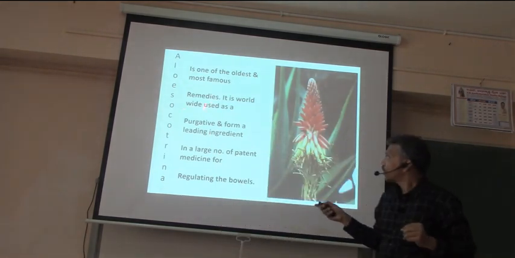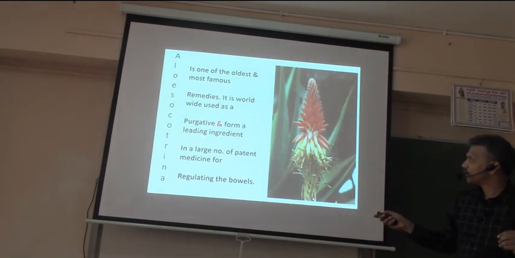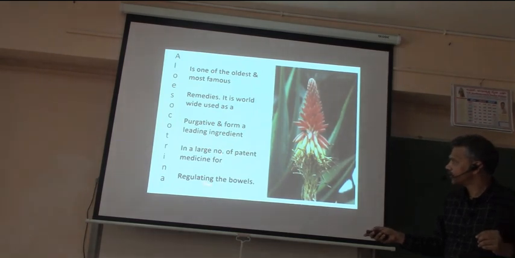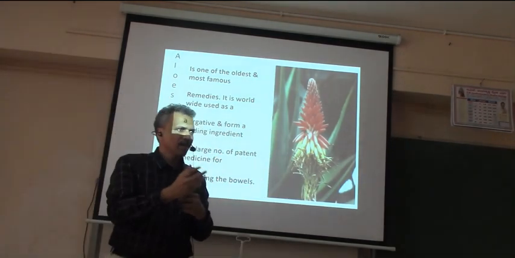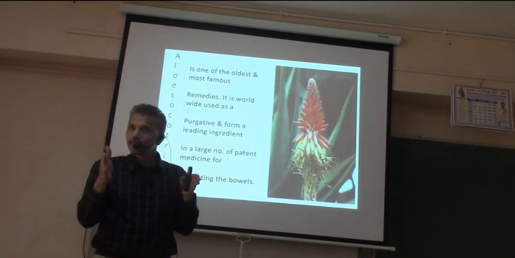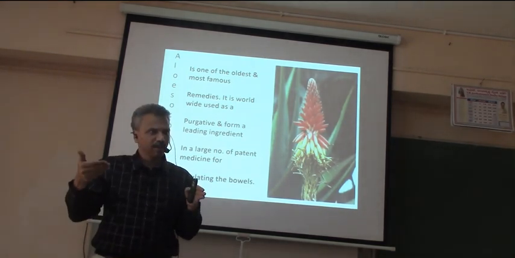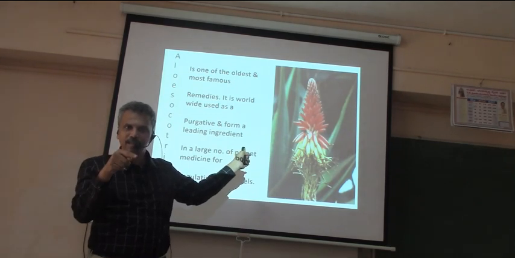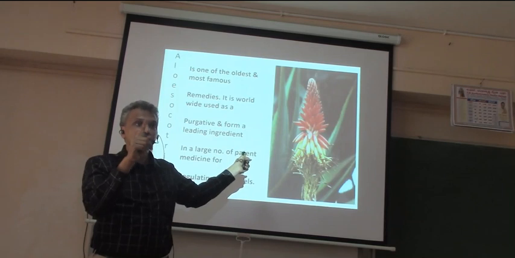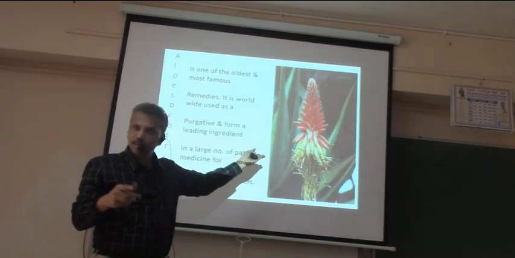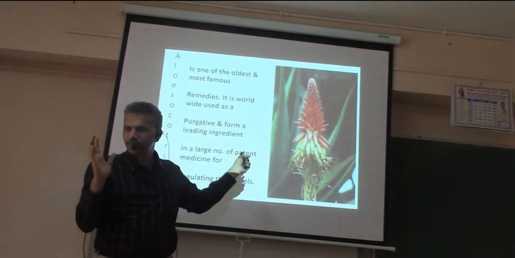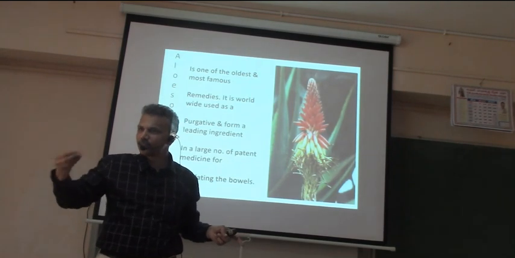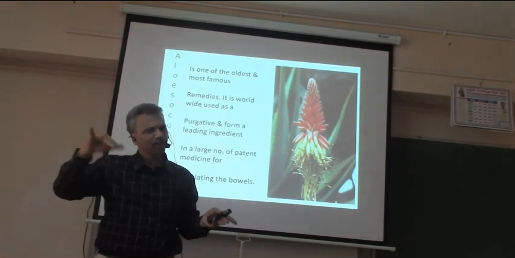Okay, so aloe was used as a purgative and formed a leading ingredient in a large number of patent medicines for regulating the bowel. It's simple. Don't go with the PPT, don't go with the text. What I want you to understand is, before aloes was introduced into homeopathy, aloes was used as a medicine. You are getting my point? Aloes was used as a medicine by the old medical system, and it was used as a purgative. Okay, purgative means any substance which increases the bowel movement, or in brackets you can put loose stools.